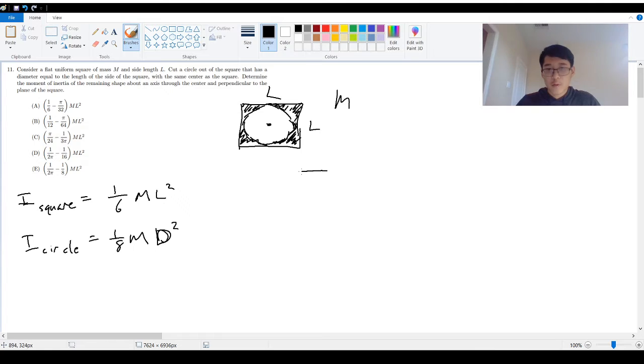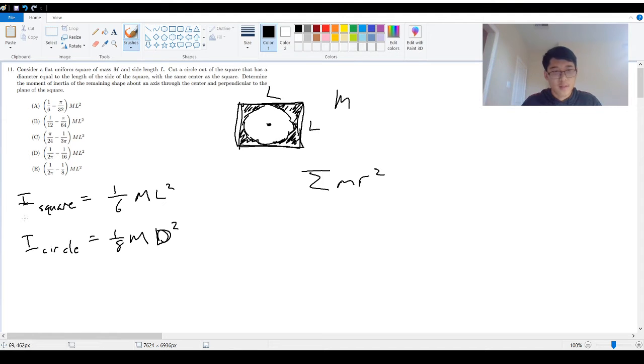So if you recall, the formula for the moment of inertia is the summation of all the m times r squared in your object. So you can imagine if you have an object and then you subtract some mass from it, you're just subtracting the moment of inertia as well, because this is just a summation of all the masses times r squared, right?